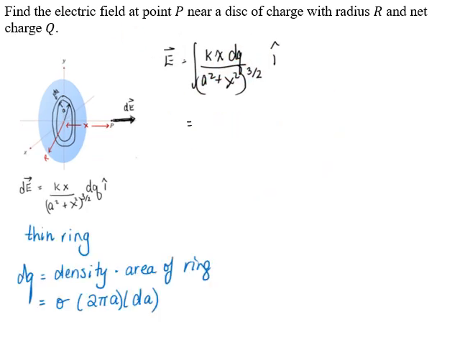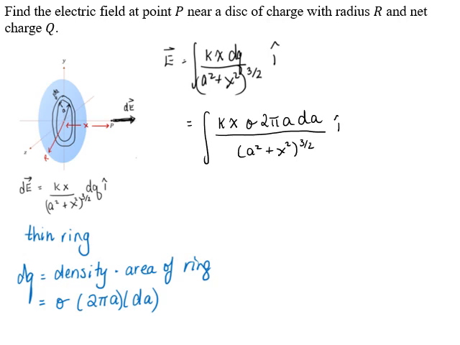Okay, let's start putting it all together. Our total electric field is the integral of k times dQ, but we said dQ was sigma times 2 times pi times a times da, and that's all divided by a squared plus x squared to the power of 3 over 2, and it's in the positive x direction, i hat. Let's put in the limits of our integral. We're adding up the bits due to all the rings. So we'll start at the center where a equals 0, that's the smallest, and we'll stop at the outside where a equals R. That gives us a sum over the entire disk.